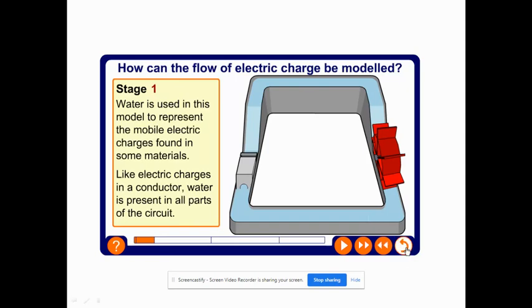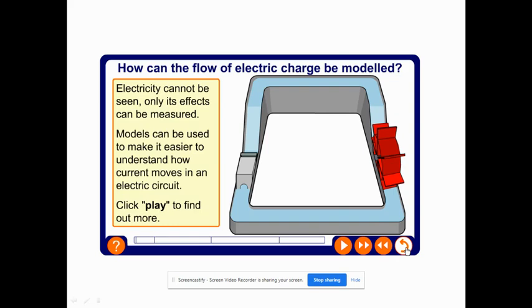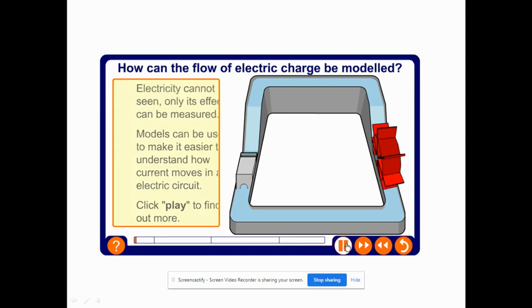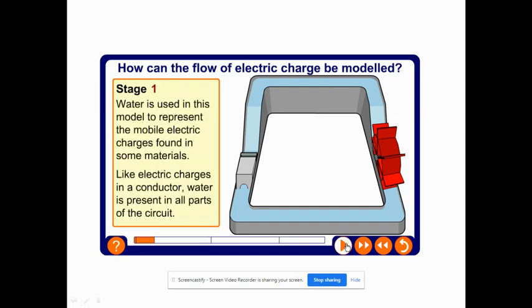When we talk about electricity, it's really difficult to explain how it works, because you can't see it, you can only measure its effects. So we use models to try and show how it works. In this model, the water in the circuit represents the charge. You can see it's in all parts of the circuit, it's there all the time. This represents the charge that's found in an electrical circuit, in conductors such as wires.